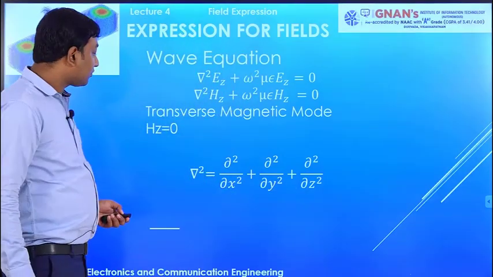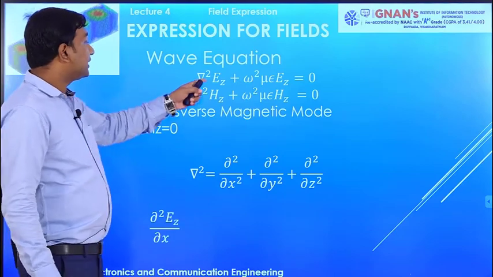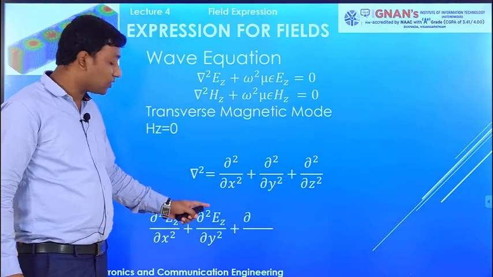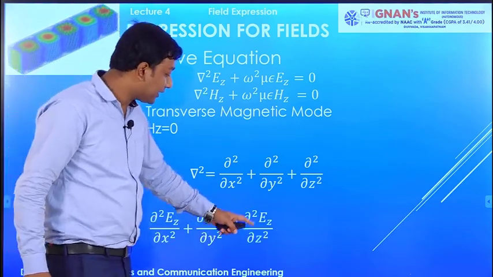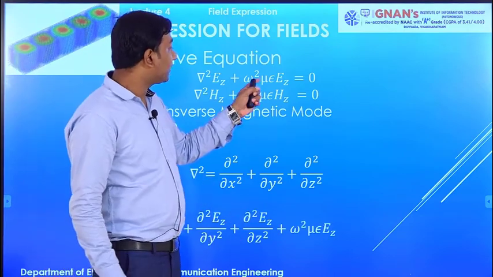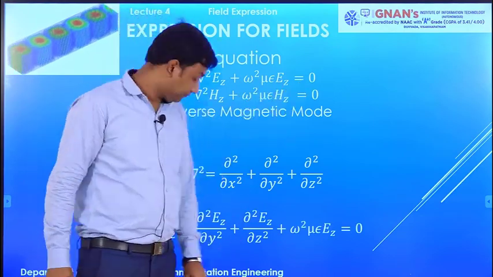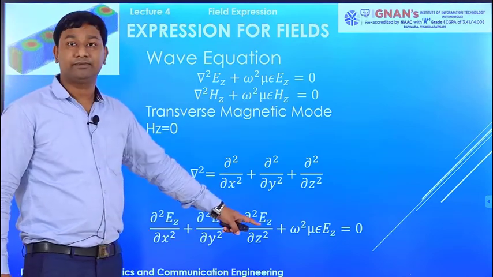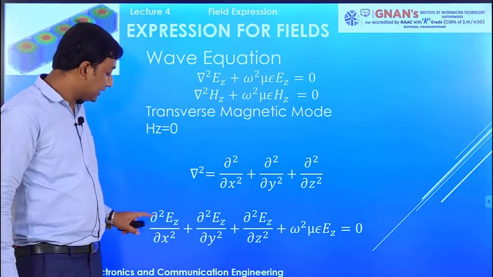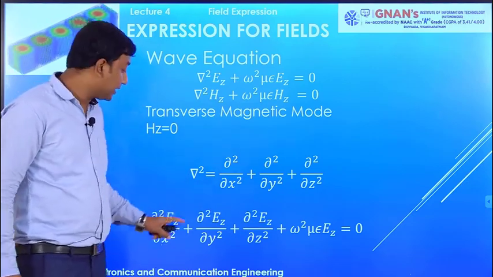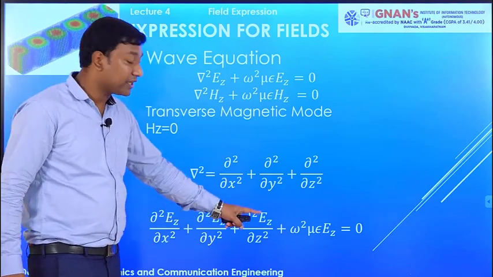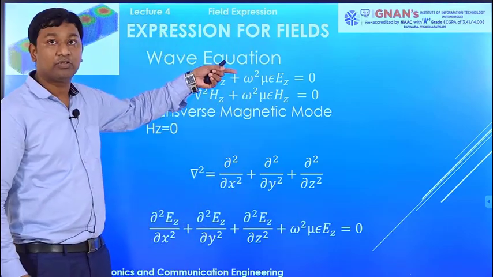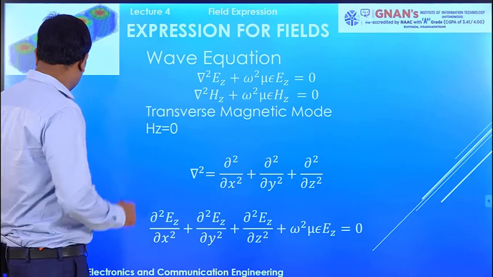Now we will write all those values in this equation 1. So we get dou square Ez by dou x square plus dou square Ez by dou y square plus dou square Ez by dou z square plus omega square mu epsilon Ez equal to 0, where Ez is a function of x, y and z. So that is the same equation which came from the first point.